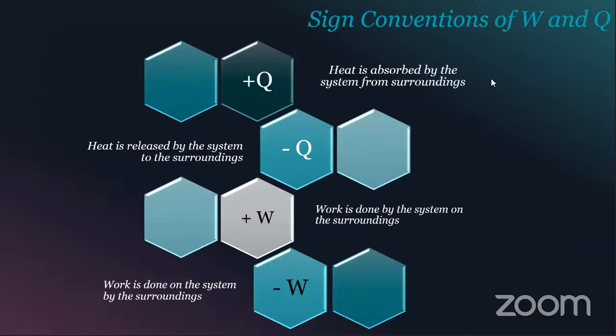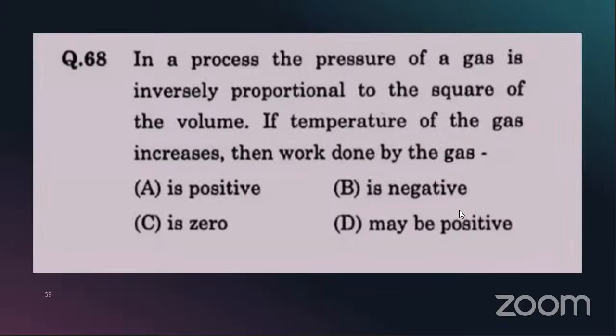Now, this is very, very important. Heat is absorbed by the system from the surrounding. Heat is released by the system. Work is done by the system. And work is done on the system. Depending upon that, just now if you see, I took negative for work. Why did I take negative? Because work is done on the system. So you have to remember at what time you have to take which sign convention.